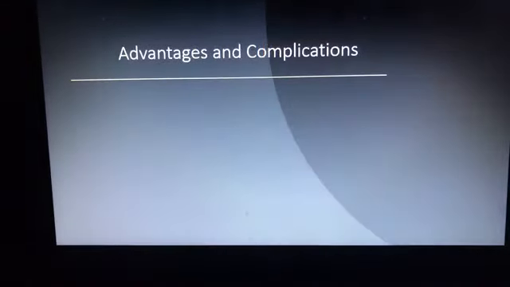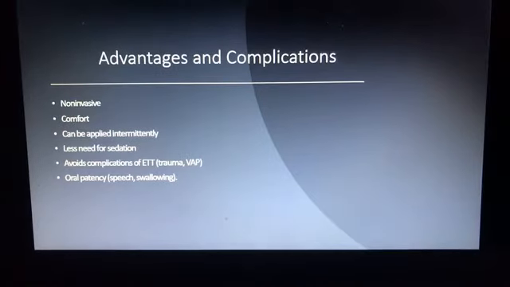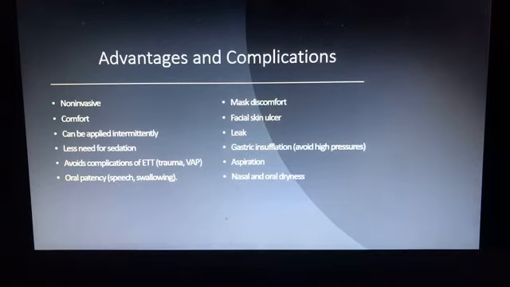Now I will talk about the advantages and complications. The first and most important advantage is that it's non-invasive, no need to insert anything inside the body. Comfort, can be applied immediately, less need of sedation, avoids complications of endotracheal tubes, oral patency. And the complications are mask discomfort, facial skin ulcer, leak, gastric insufflation, aspiration, and nasal and oral dryness.